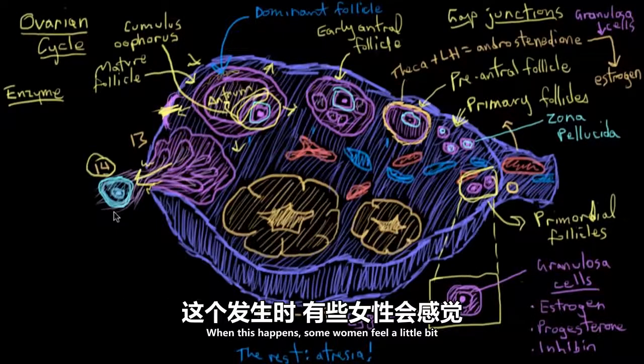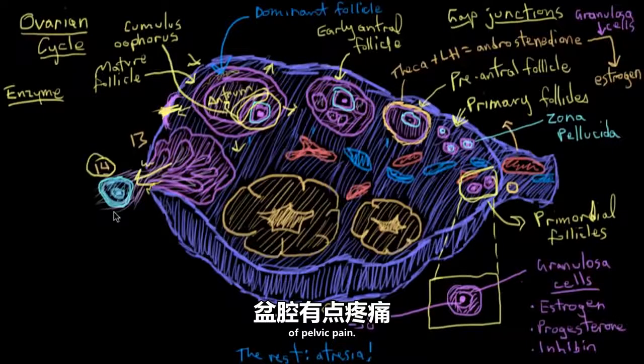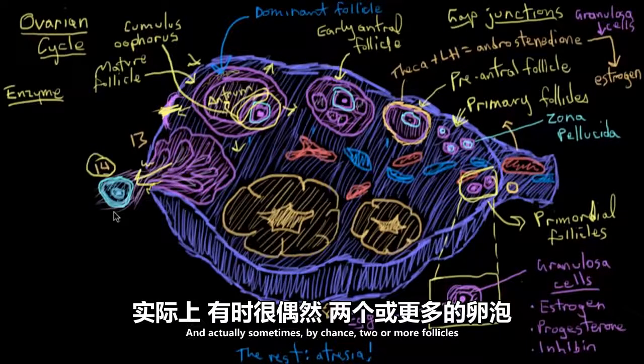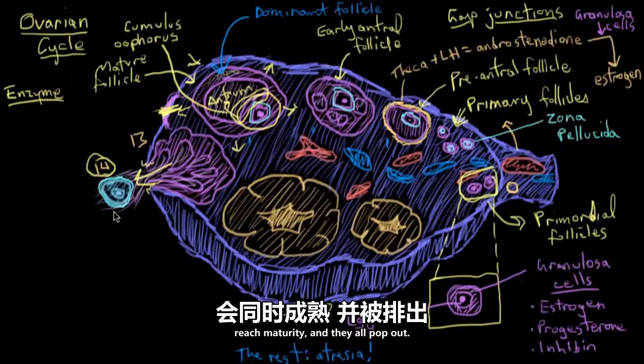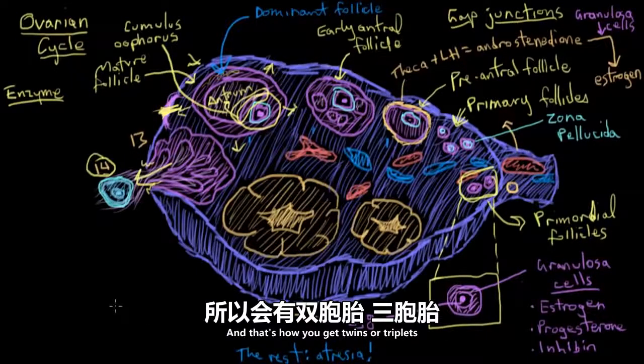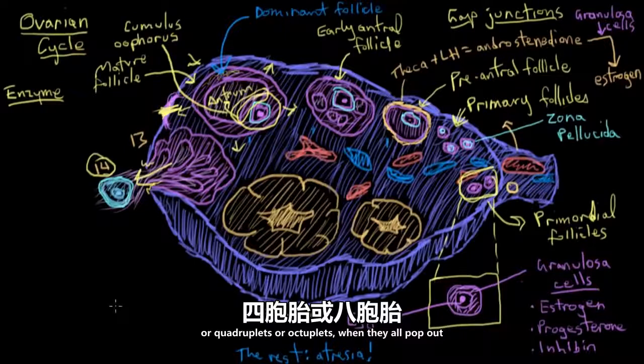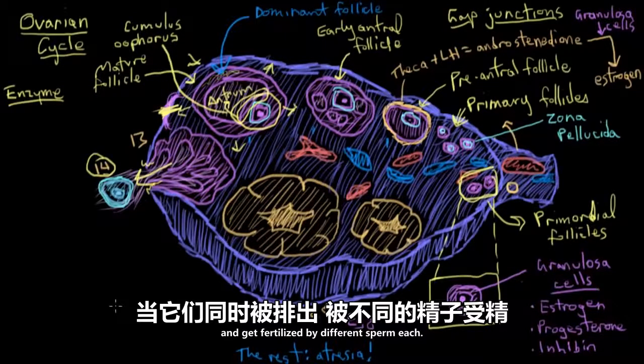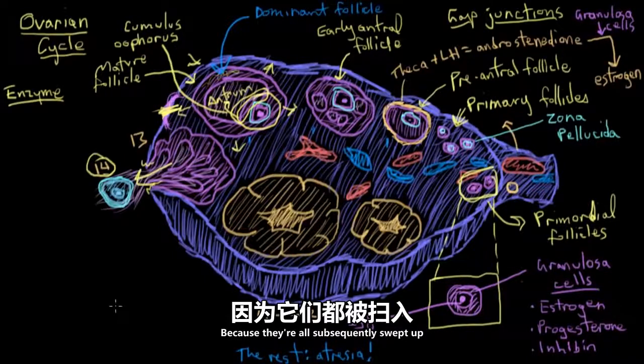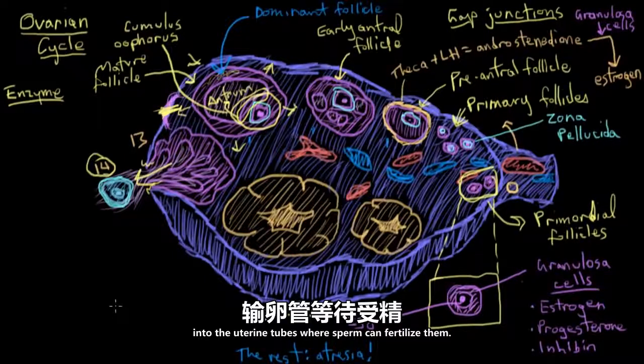When this happens, some women feel a little bit of pelvic pain. And actually, sometimes by chance, 2 or more follicles reach maturity and they all pop out. And that's how you get twins or triplets or quadruplets or octuplets, when they all pop out and get fertilized by different sperm each, because they're all subsequently swept up into the uterine tubes where sperm can fertilize them.